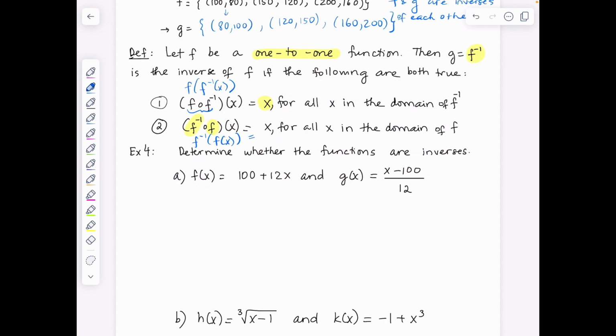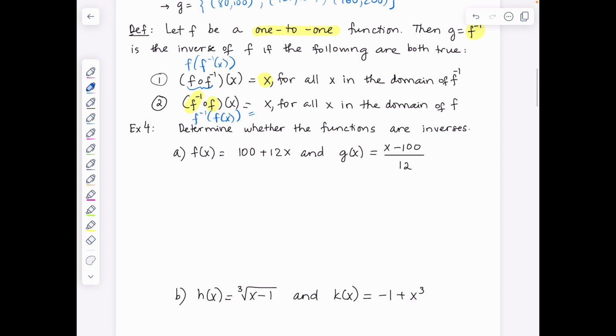So let's look at this example. Determine whether the functions are inverses. So f of x is equal to 100 plus 12x, and g of x is x minus 100 over 12. So check the first condition. The first condition, we have to compose the two functions with, say, f on the outside and g on the inside.